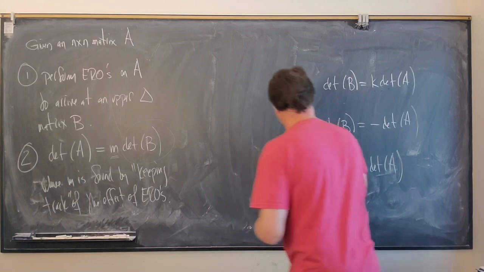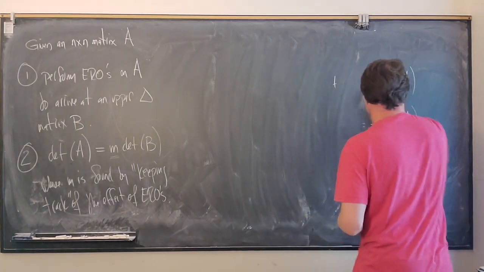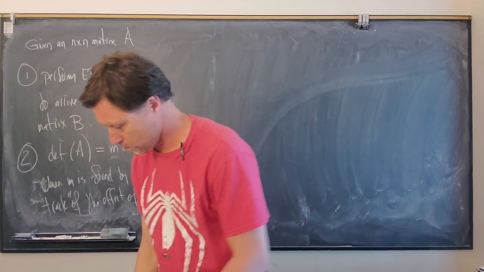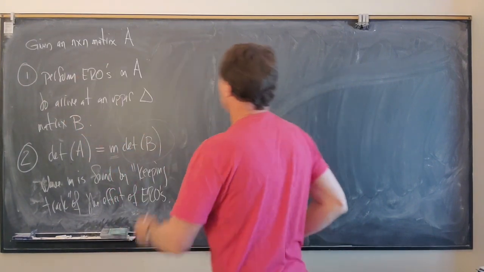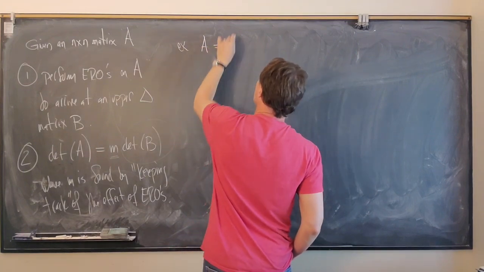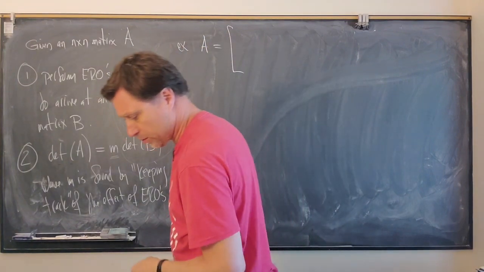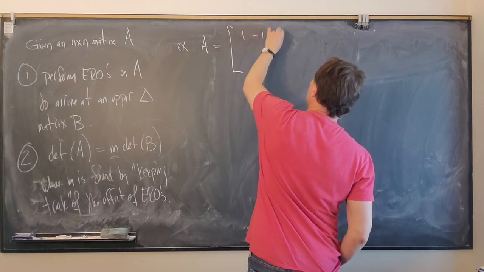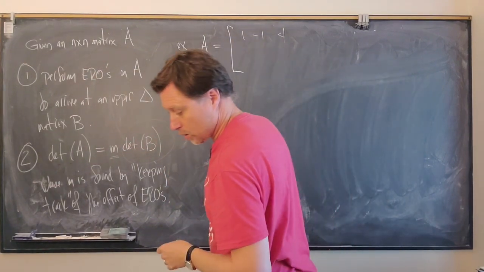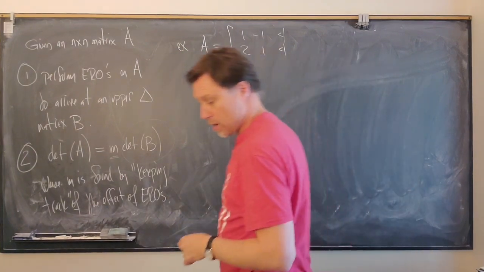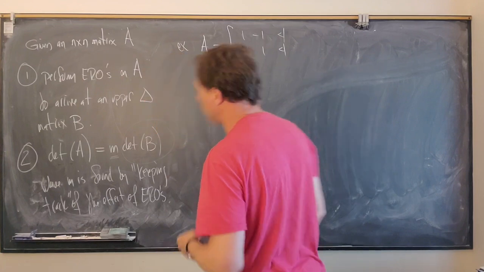In fact, I'm going to do a couple of examples. The first one, A is going to be, we'll start with a 3 by 3 here. So 1, -1, 4. 1, -1, 4. 2, 1, 4. And 1, -1, 3.